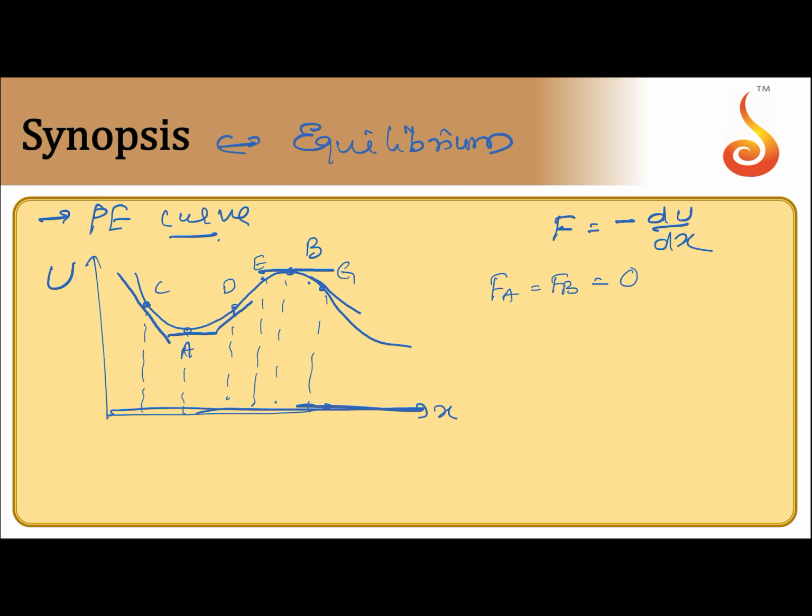Now, let us analyze these positions. If I consider A, at A the potential energy is least and the force is 0, and this is what is called a stable equilibrium position. At A, it is a stable equilibrium position, as this corresponds to 0 force, and at that position the potential energy is minimum, and in fact the second derivative of the potential energy is positive.